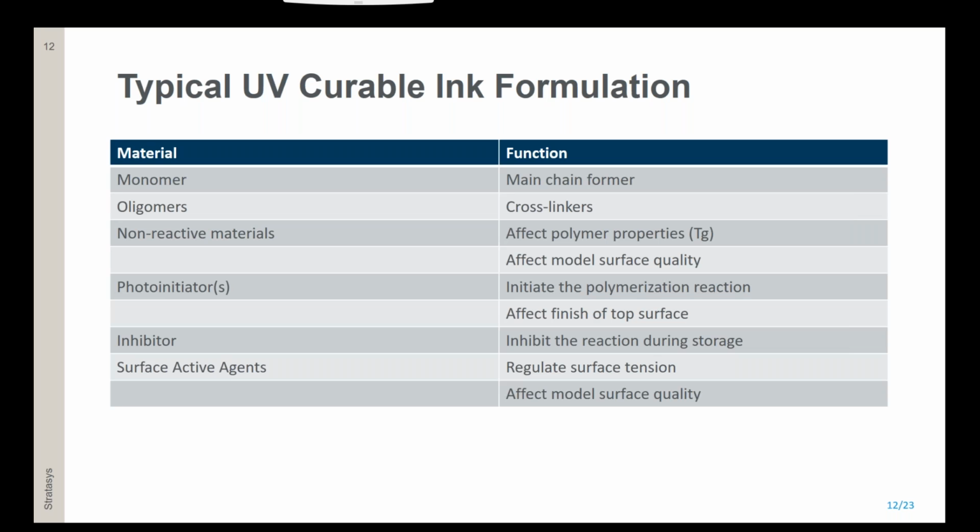In addition, you have non-reactive materials, some of which affect the properties of the polymers, like the Tg of the polymer. So you can have a rigid polymer and you can make it softer just by using some non-reactive materials. They also affect the surface quality of the model, sometimes, not all of them. There are also some that determine the color. So if you want to print a colored piece of plastic, you would need pigments and stabilizers, dispersants, and other materials to get everything in solution and to have it stable over time.